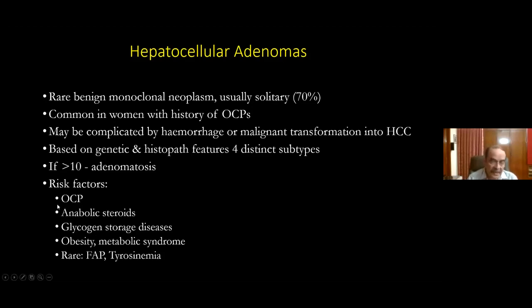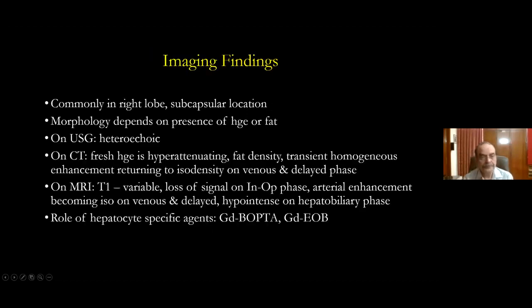In males, it is seen in the context of athletes who are on anabolic steroids. In the pediatric population, we see it in patients with glycogen storage diseases as well as diseases like tyrosinemia. It's commonly located in the right lobe. It's most often single, more often in the periphery.